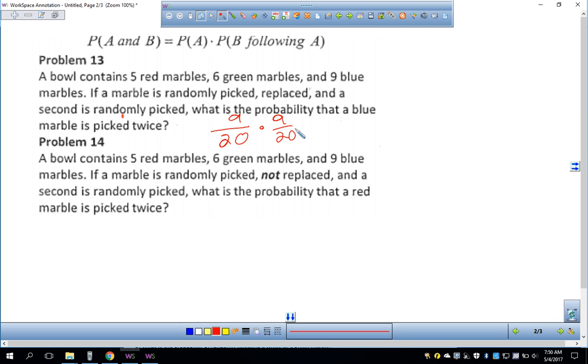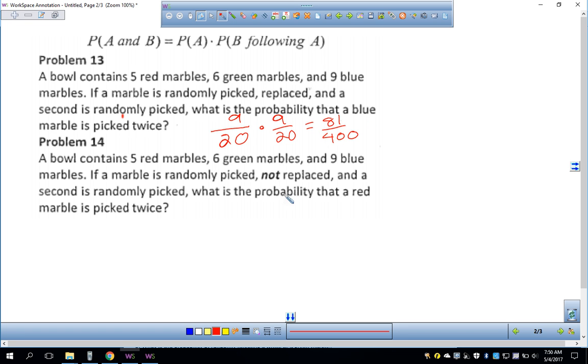So the answer to that would be 81 out of 400. I don't think that reduces, right? What is that as a percent? It's about 20%, isn't that right?